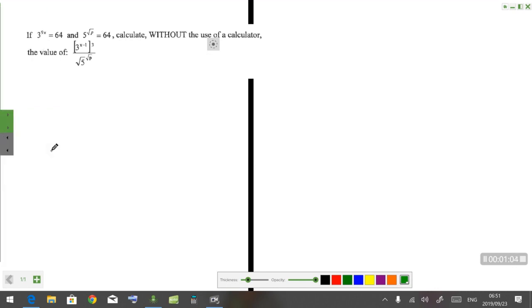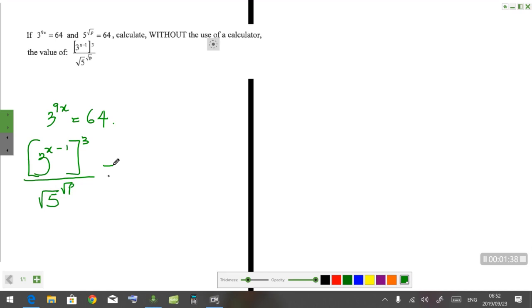We'll take it step by step. We're given this. First is to re-express that. So we have 3 to the power 9x equals 64. Let's try to re-express that so that it's easy for us, because we're going to get stuck somewhere along the way. If we were to start from here, 3 to the power x over square root of p, the natural thing to do here is to express this by removing that 3 exponent there. So we have this, and then we have 5 to the power 1 over 2 root of p. For space's sake, I'm going to squeeze a whole lot of things here.